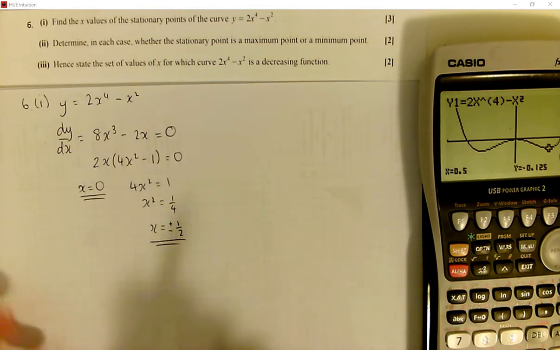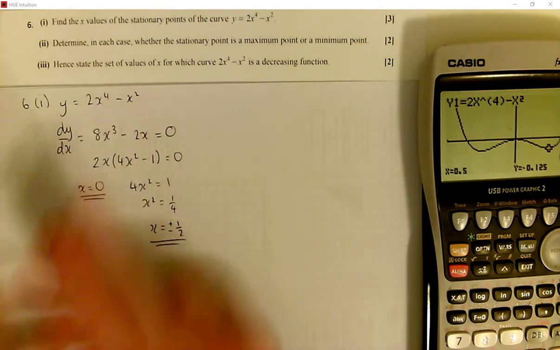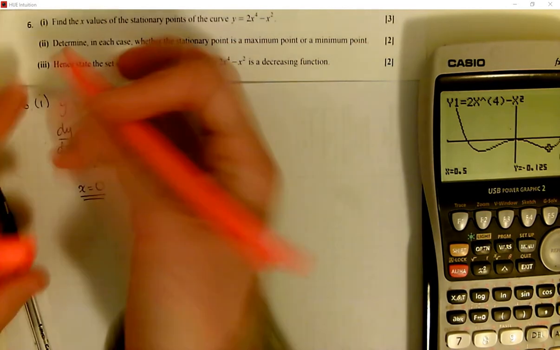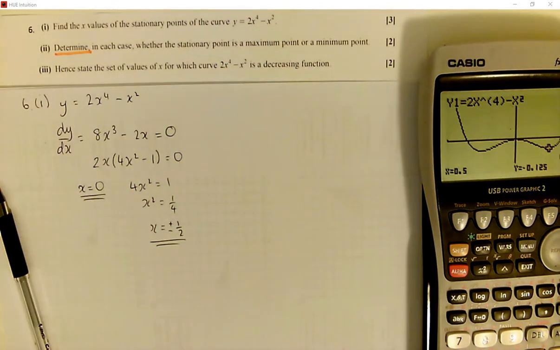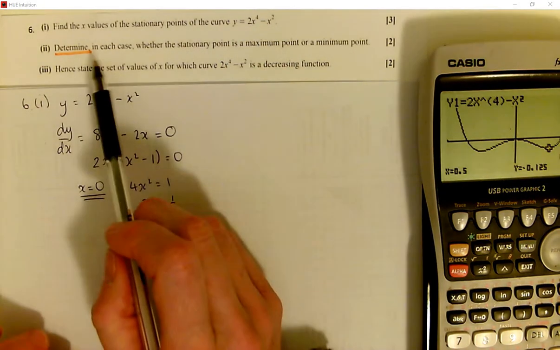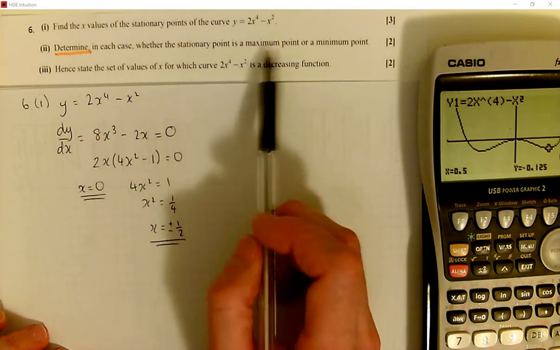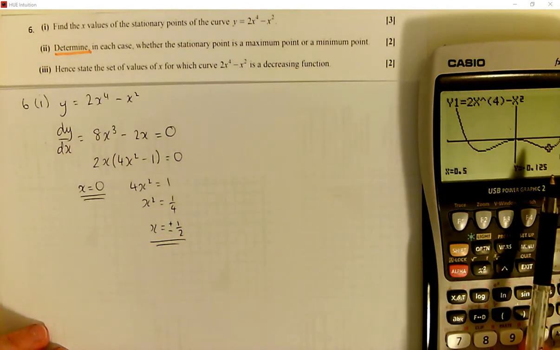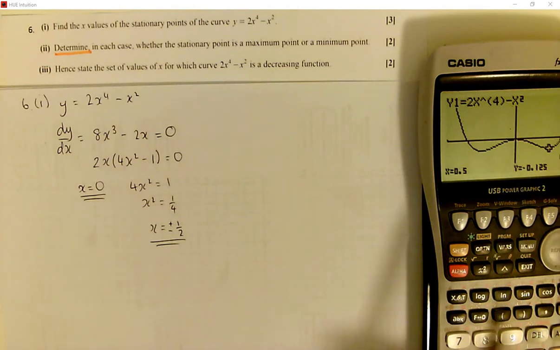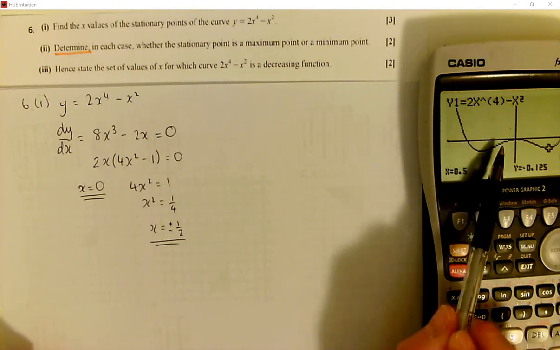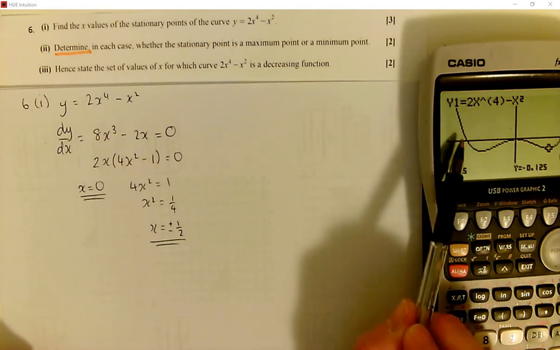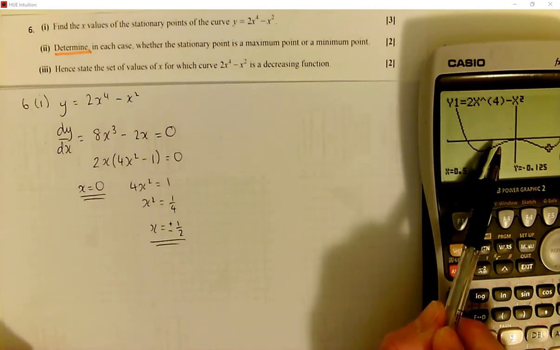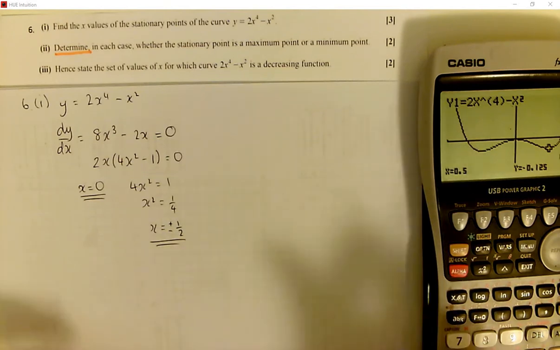So we want to know, determine. So this time we have to show working out. If it's a determine, it means that we have to explain, justify our solutions. Determine in each case whether the stationary point is a maximum or a minimum. So we can see on the graph, which is really helpful, isn't it? Okay, so if we notice for minimum points, we're going from a negative gradient to a positive gradient. So the gradient is increasing. So that means the gradient of the gradient is positive, if we're going from negative to positive.